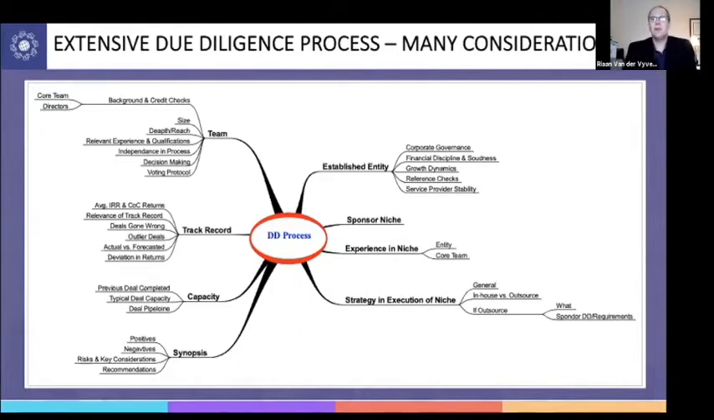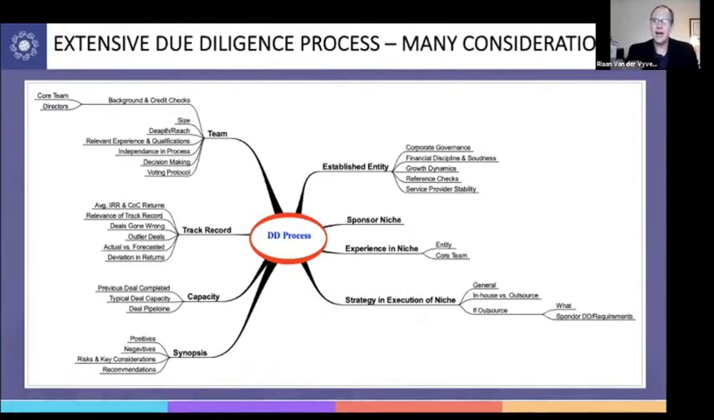Then if we go to the top left where it says team, we do quite a bit of work, first of all, on the background and credit checks of the team, founding partners, directors. But we need to understand how big is a team, and also what level of independence is there within that team. Ideally, for example, we want independence between the acquisition team and the investment committee. We want to make sure that the sponsor does not fall in love with a deal and there are no checks and balances along the way to caution, if I can put it like that, right?